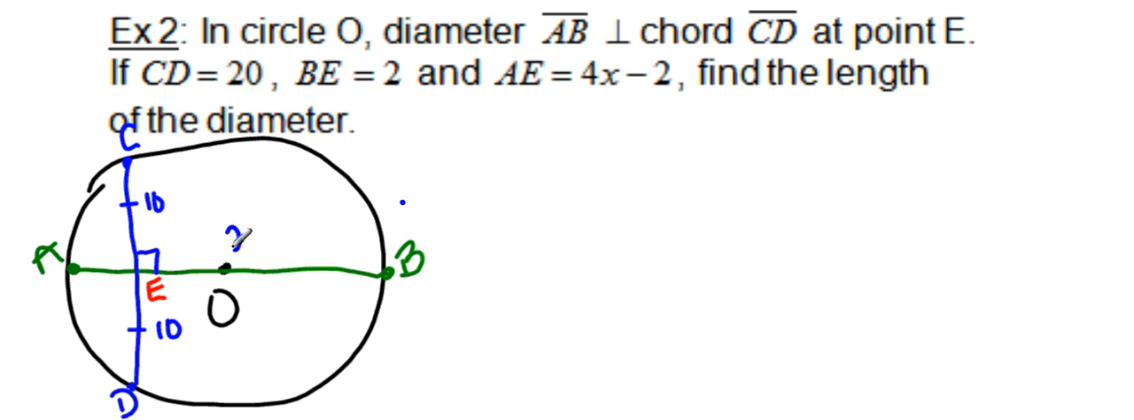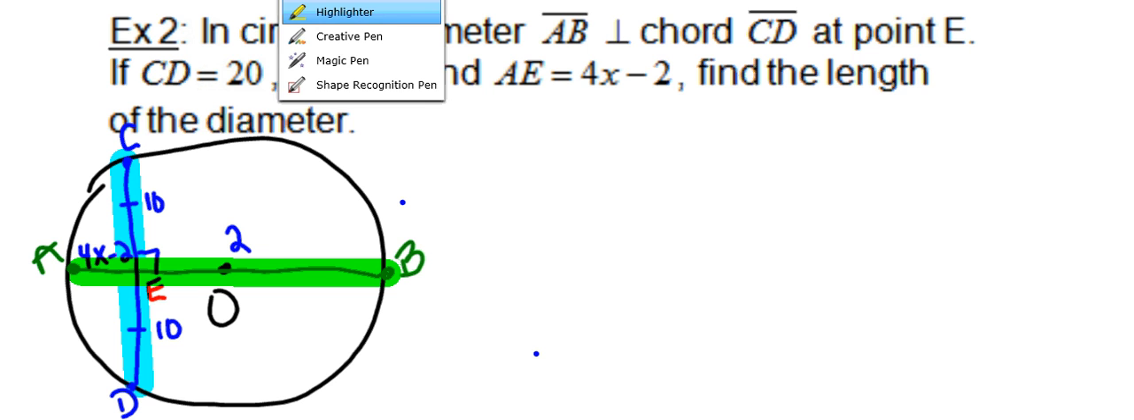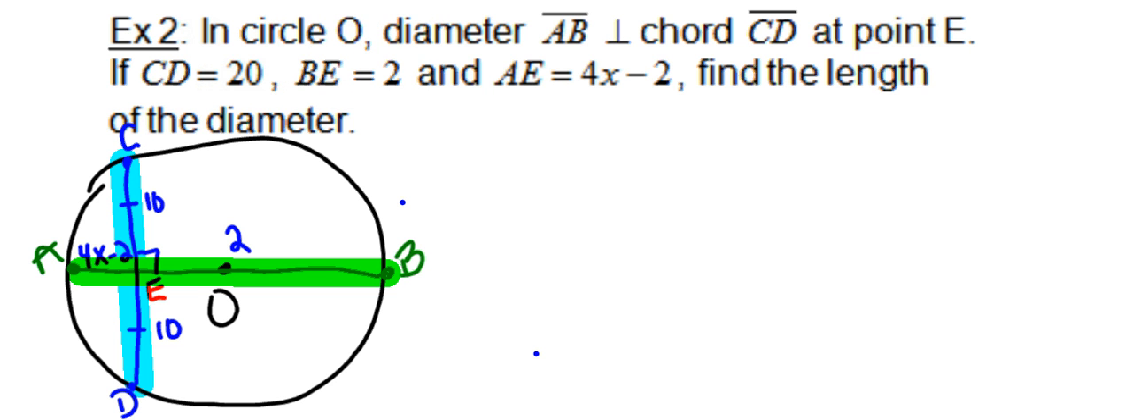B to E is 2. And the distance between points A and E is 4x minus 2. They want us to find the length of the diameter. Like the first example, I have two chords that are intersecting inside my circle. One is blue, the other one is green. I know that the pieces of the blue chord multiplied together have to be equal to what I get when I multiply the pieces of the green chord together. So I'm going to go ahead and write an equation that reflects that.